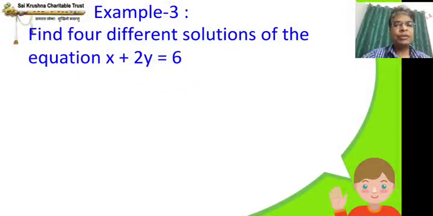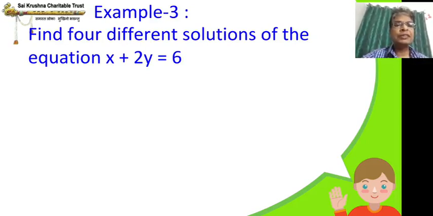Example 3. Find 4 different solutions of the equation x plus 2y equal to 6. It's a very basic equation of the form ax plus by equal to c or ax plus by plus c equal to 0. As we discussed, there are innumerable, uncountable solutions for linear equations in two variables. So they are asking only 4 solutions to be found by us.